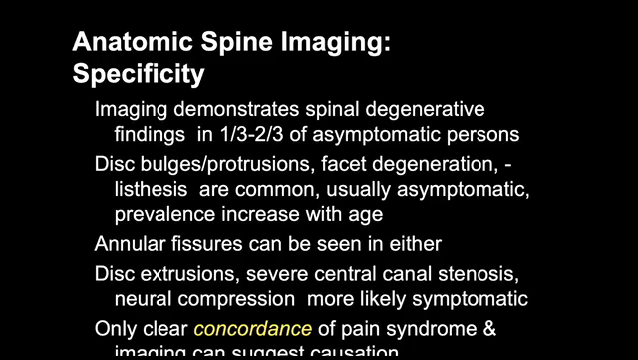Again, annular fissures can be seen in either group, but we talked about imaging symptomatic patients and the high probability or predictive value of annular fissures. And then in terms of radicular pain, disc extrusions, more severe stenosis and nerve compression are more likely to be symptomatic. And what we're looking for is a concordance of the pain syndrome and imaging to help suggest causation.